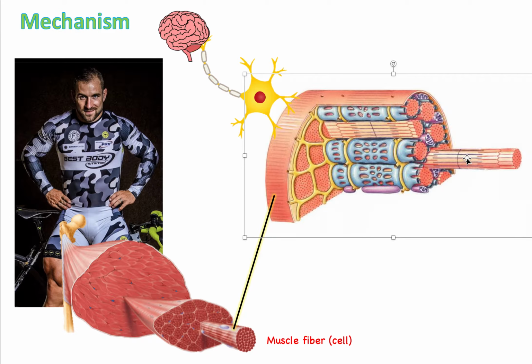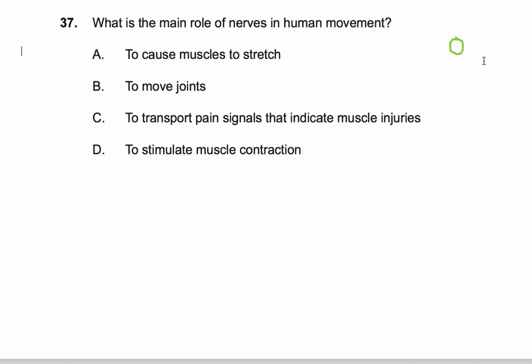And when all these myofibrils contract, when calcium arrives, then the muscle fiber will get shorter, and thus the whole muscle will get shorter and contract. Okay? So that's the purpose of a nerve cell. It stimulates muscle fibers to contract, or muscle to contract. So what would the answer be? Based on this, we know the answer should be D, to stimulate muscle contraction.